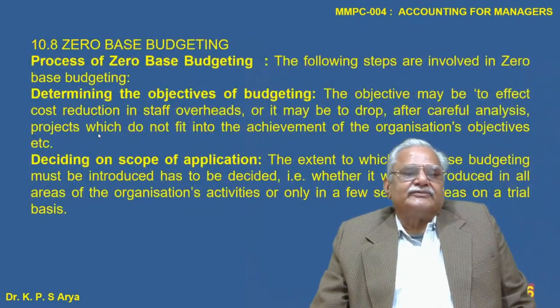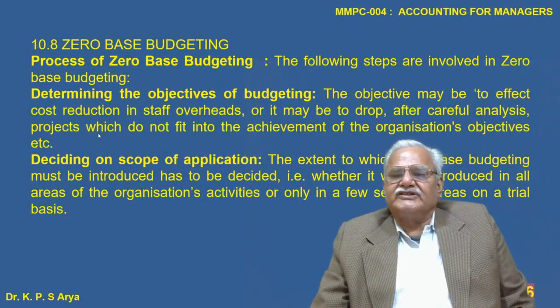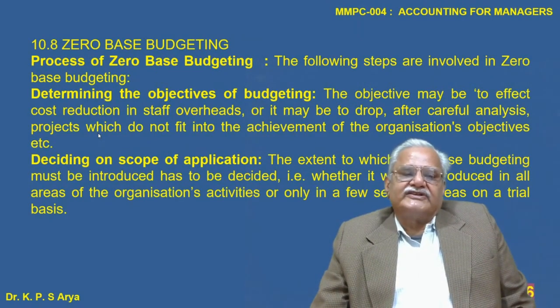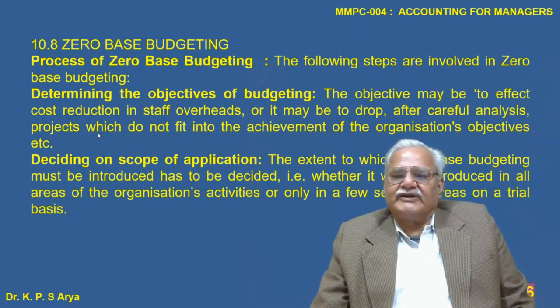Zero-based budgeting: the steps involved in zero-based budgeting are the following. Determining the objective of the budgeting. The objective may be to effect cost reduction in staff overheads, or it may be to drop, after careful analysis, projects which do not fit into the achievement of the organization's objectives. Deciding the area of application: the extent to which zero-base budgeting must be introduced has to be decided, whether it will be introduced in all areas of the organization's activities or only a few selected areas on a trial basis.